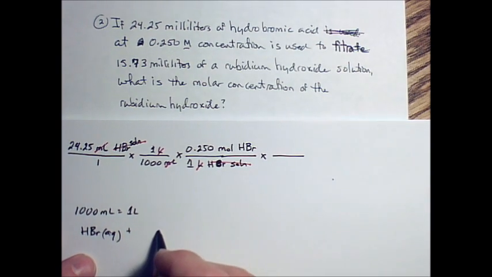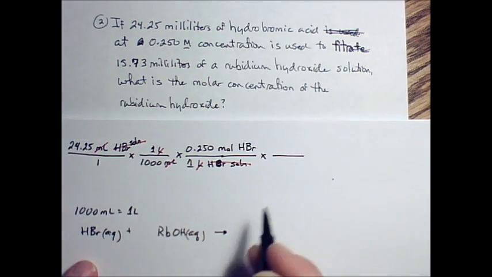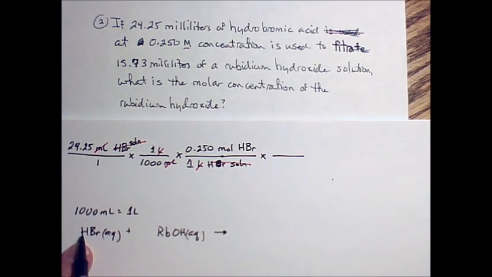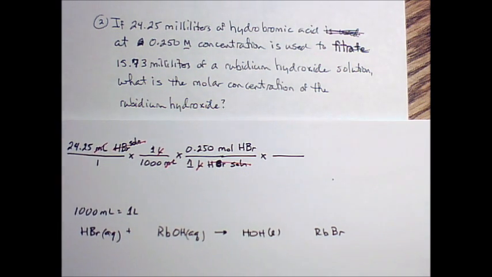And rubidium hydroxide, RbOH: rubidium has a 1+ charge and hydroxide has a 1- charge, and it says that's a solution, so we can say that's aqueous. Then when those two react together, you have the front part of this formula going with the back part of that one. That's HOH. And then rubidium and bromine, Rb and Br. That has a 1+ charge, that's a 1- charge, so that's balanced already.